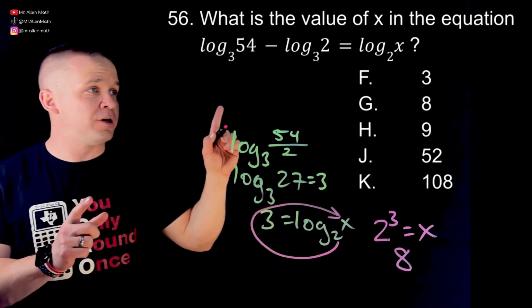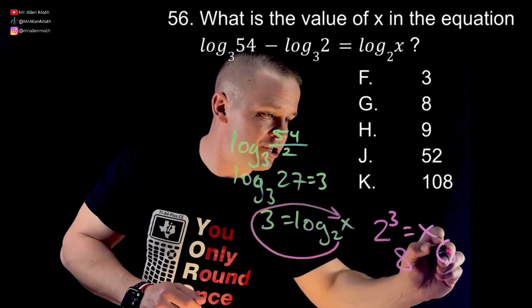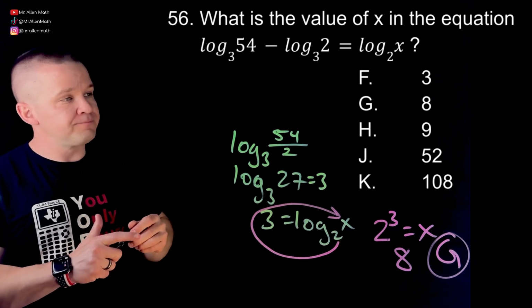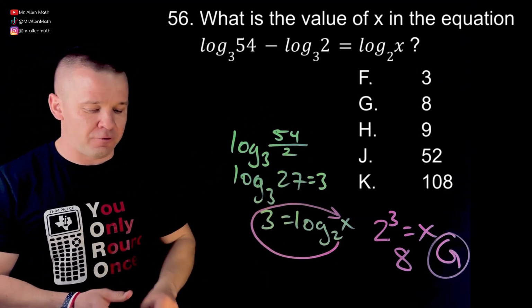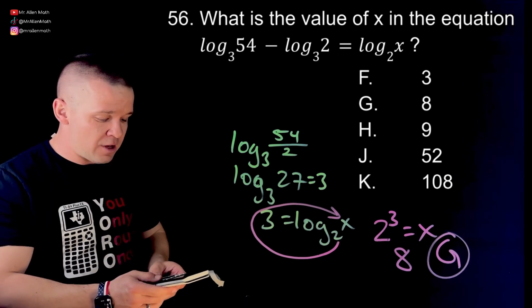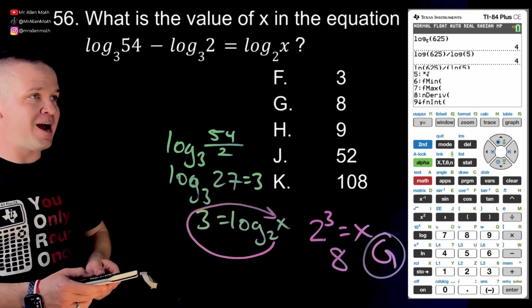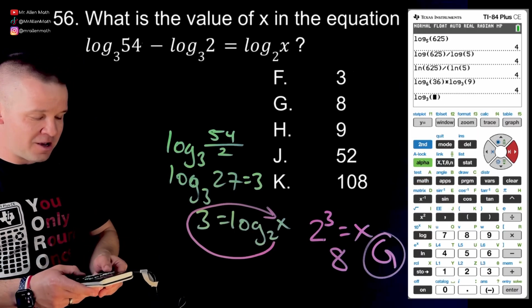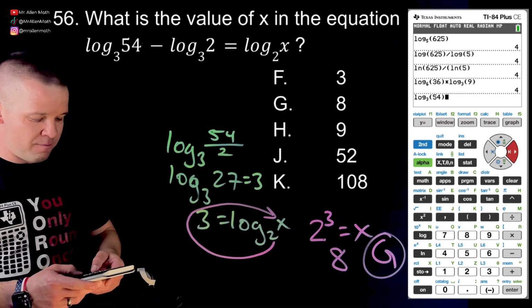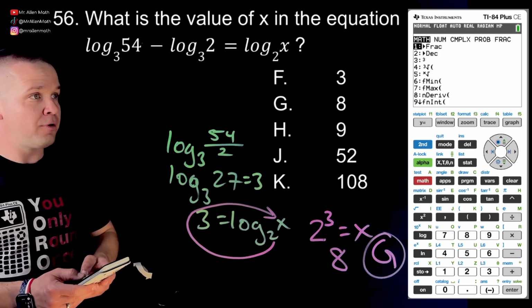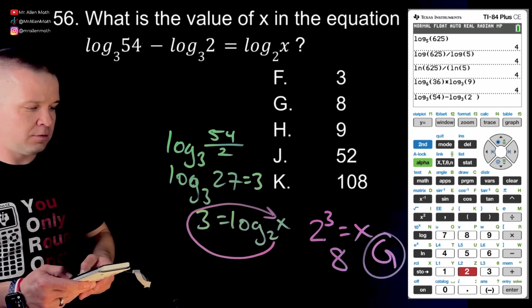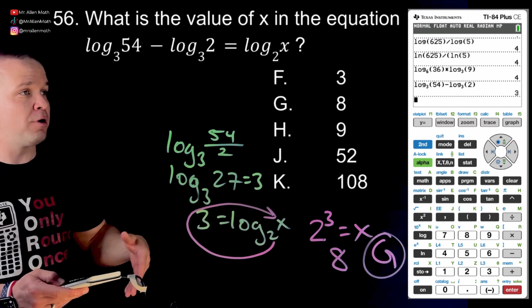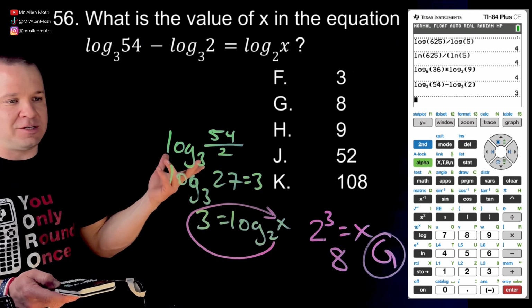8 right here. Do we have that choice? Yes, it is choice G, which is good. Dope. Now, if you didn't know this part over here, the log base 3 of 54, you actually could have done math, alpha, math. We got 3 for my base, 54, and then we have minus math, alpha, math, 3, and then 2, hit enter, yay, we get 3 over there, and now I have log base 2 of x equals 3.